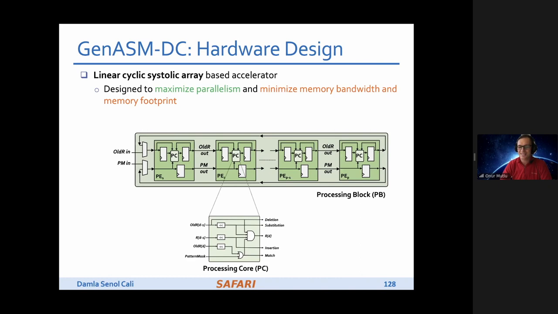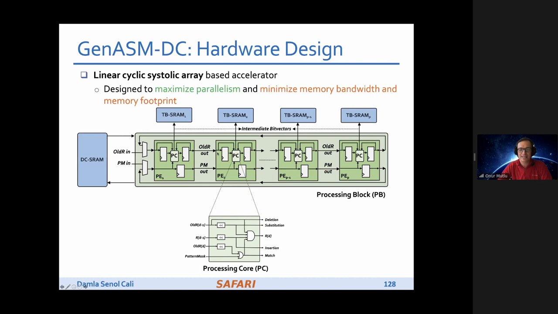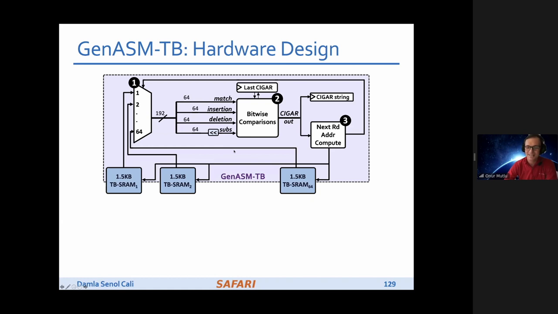And it puts its results into these SRAMs that are read by the traceback accelerator, which looks like this. The traceback accelerator essentially figures out the different kinds of changes that happen between the two strings, and then computes an alignment score, essentially. And you can read the paper for more detail. Unfortunately, bioinformatics folks keep using interesting names like cigar. It's essentially called an alignment score. How good an alignment is, basically.